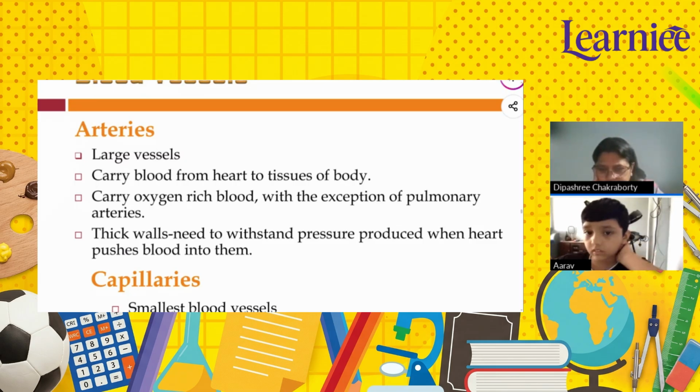No need to write, wait. Then another function, they carry blood to the tissues of the body, from heart to the tissue. From heart to the tissue means throughout the body, right? Now you are going to write the second point, this one. Carry oxygen-rich blood with the exception pulmonary arteries. Then you have to underline that word pulmonary arteries, that exception. Done. Now we'll move to capillaries.